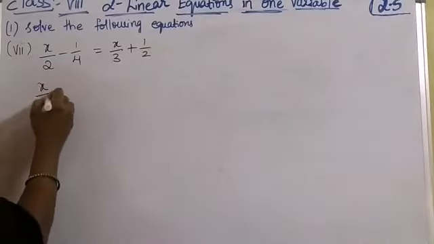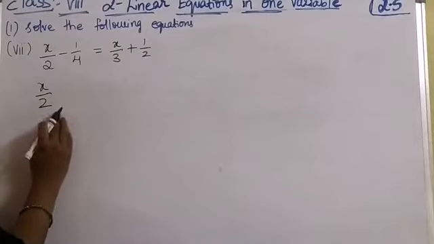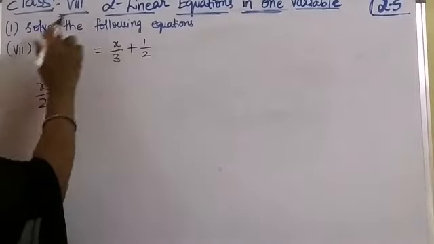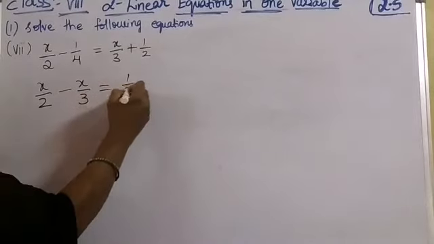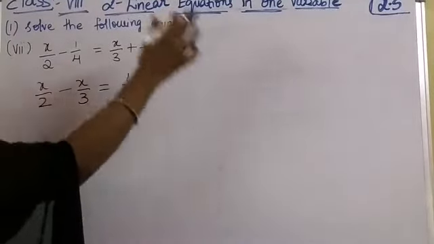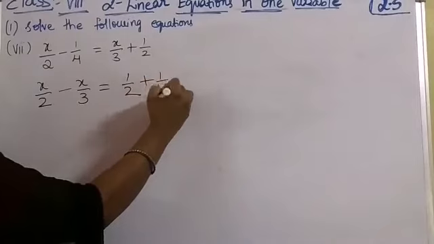So I am writing variables on one side. X/2 I am writing here. X/3 I will transpose here. It will become minus x/3. And here already 1/2 is there. Take this minus 1/4 to that side. It will become plus 1/4.